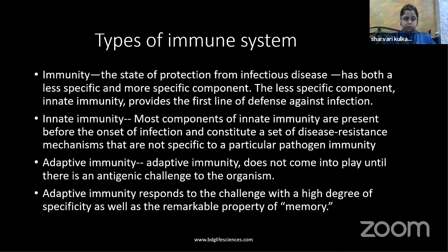You're getting it? So innate immunity is basically inborn, so it is called innate. It is already present. But adaptive arises after the antigenic challenge. Adaptive immunity responds to the challenge with a high degree of specificity as well as the remarkable property of memory. So these are two properties. Innate immunity will react in general because it is already present in one. Adaptive immunity will react to the challenge with a high degree of specificity and memory.